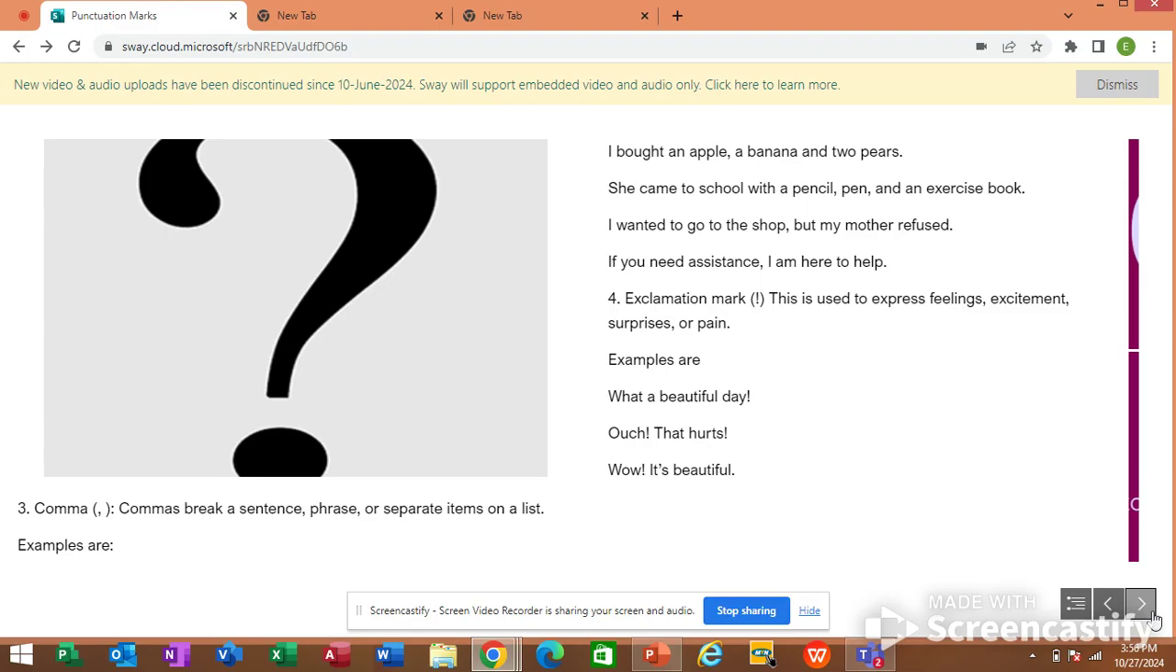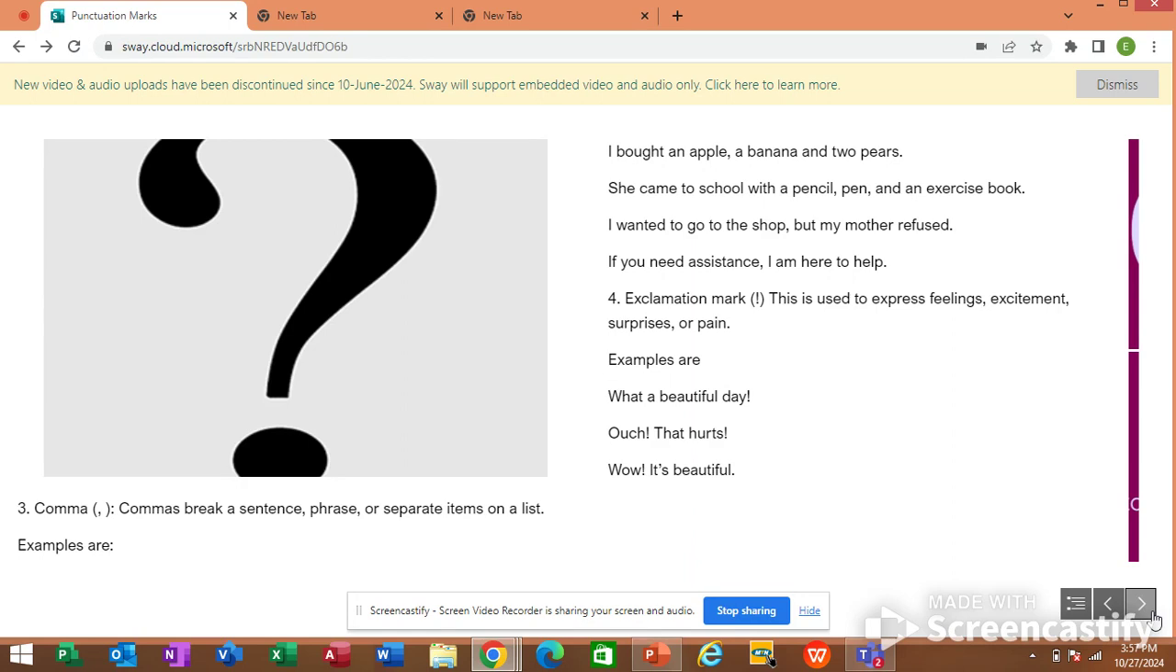She came to school with a pencil, pen, and an exercise book. There are all different items in the list of what she came to school with. So I broke them up with my comma. After my pencil, there's a comma. After my pen, there's a comma. And I added my and, then full stop at the end of my sentence.